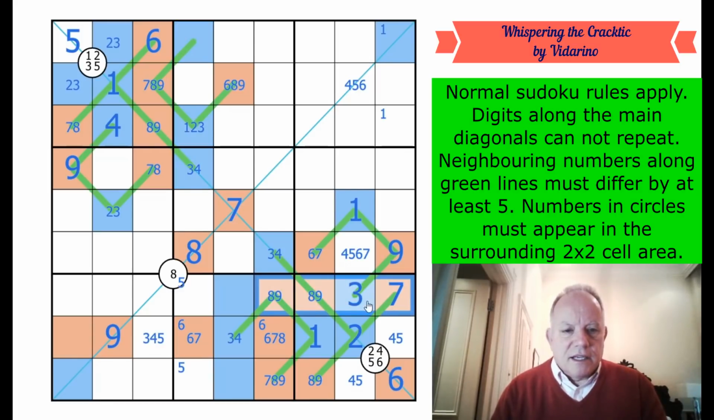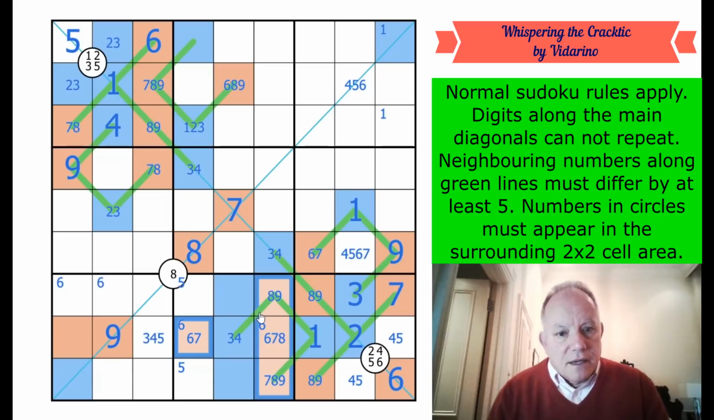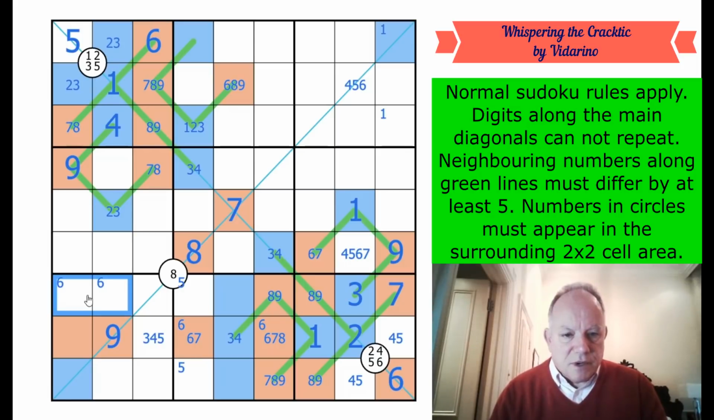3, 7, 8, 9, 6 is again, 6 is not there. So 6 is in one of these 2 cells. Right, I know 6 isn't there because of that. I know 6 isn't there because those are the 4 high cells in box 8. So 6 is in one of those.